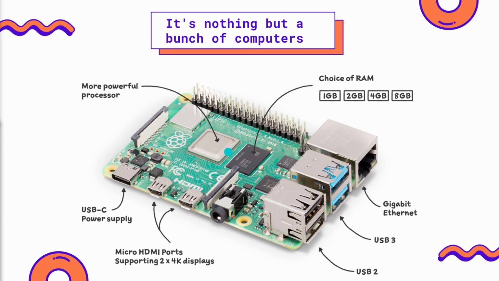This is a Raspberry Pi. So it's nothing but a bunch of computers in the server or server farm, whatever you want to say. So this is Raspberry Pi. This has a RAM in here. It can be 1 GB, 2 GB, 4 GB. It has a gigabit Ethernet and it also has a processor. So these are all the things which are required to run a computer. So it's the same for cloud as well.